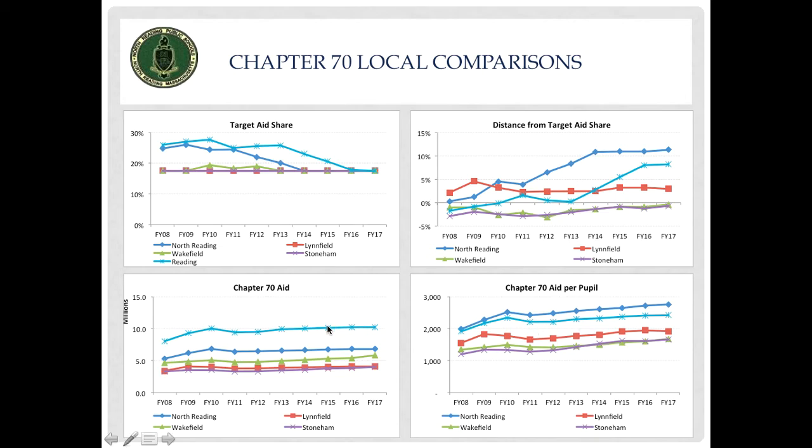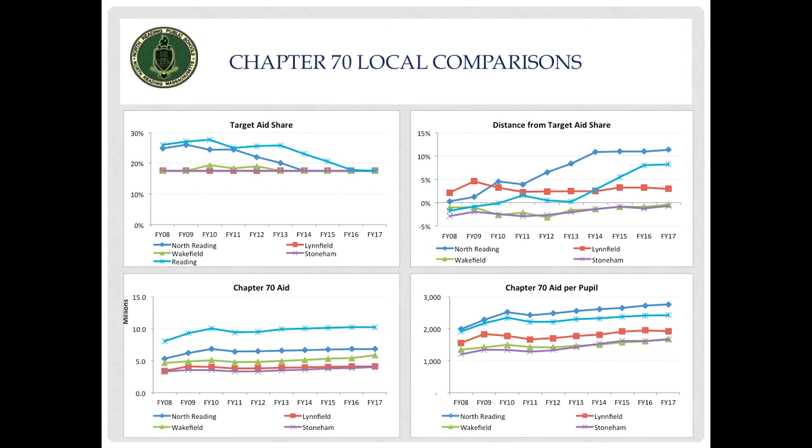So when you look at the bottom 2 line graphs, if you look at the far left, Chapter 70 aid, you can see most communities, Reading's getting the largest amount of aid, close to $10 million. I think that's mostly contributed to the fact that they have the largest enrollment out of these 5 communities. North Reading is about $6.9 million, which is the next largest amount. And Wakefield, Linfield, and Stoneham are all huddling around that $5 million amount, slightly under or slightly above.